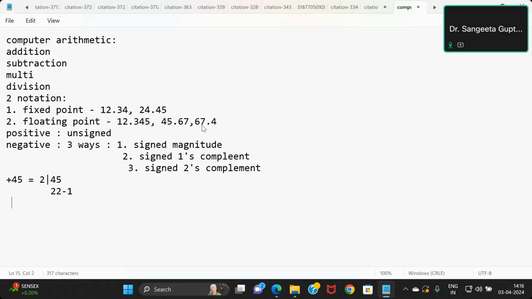Once again, repeatedly dividing by 2: 22 divided by 2 is 11, remainder 0. Then 11 divided by 2 is 5, remainder 1. Then 5 divided by 2 is 2, remainder 1. Then 2 divided by 2 is 1, remainder 0. So the equivalent here is 1 0 1 1 0 1, taking the values from bottom to top. This is the binary equivalent for the decimal number 45.